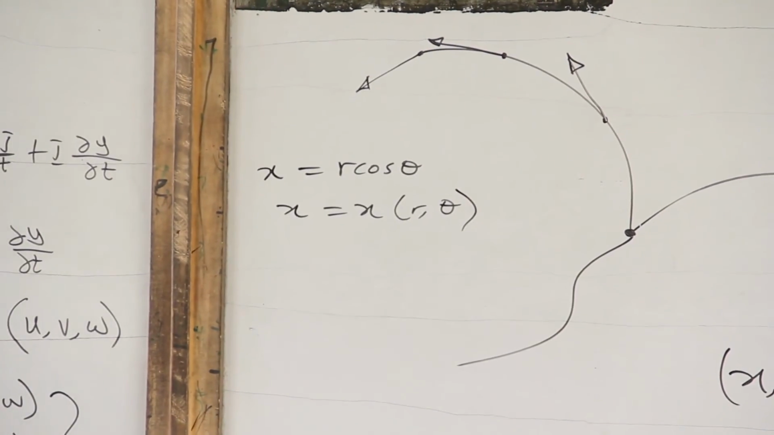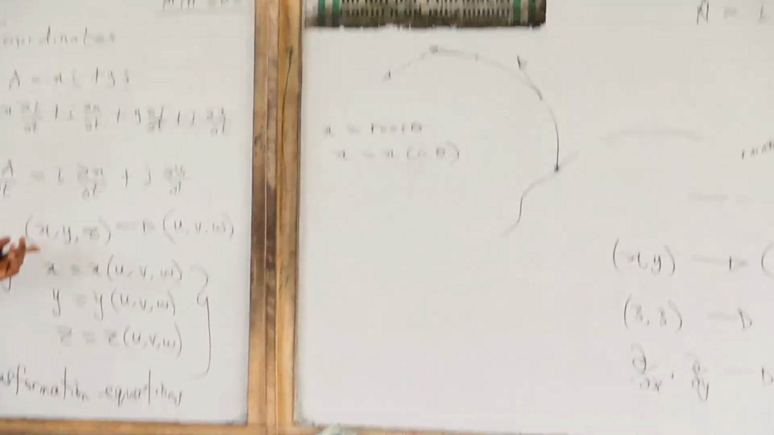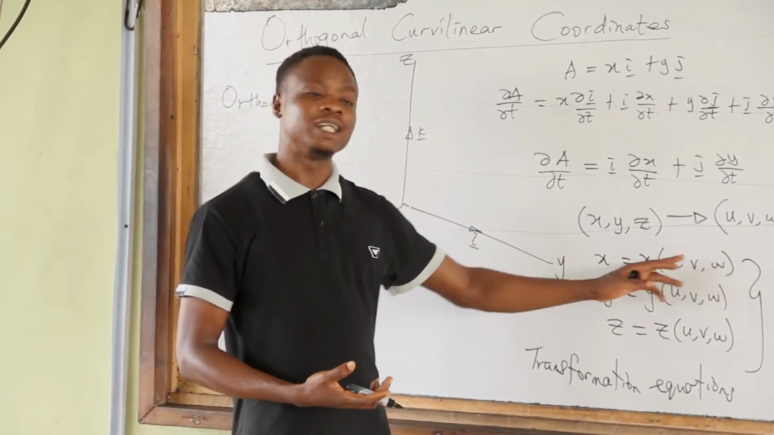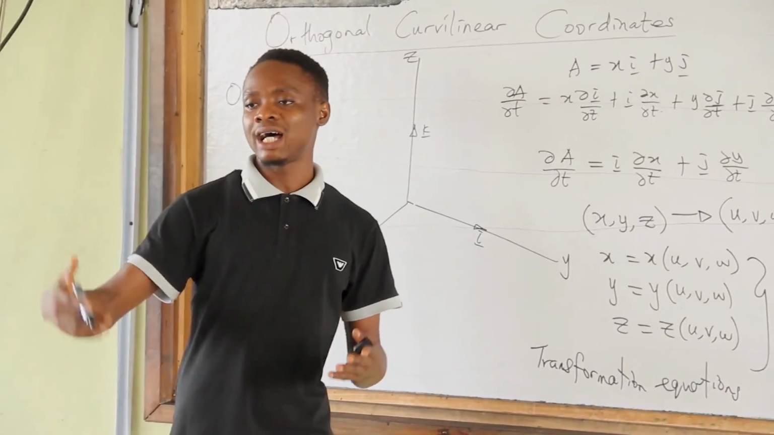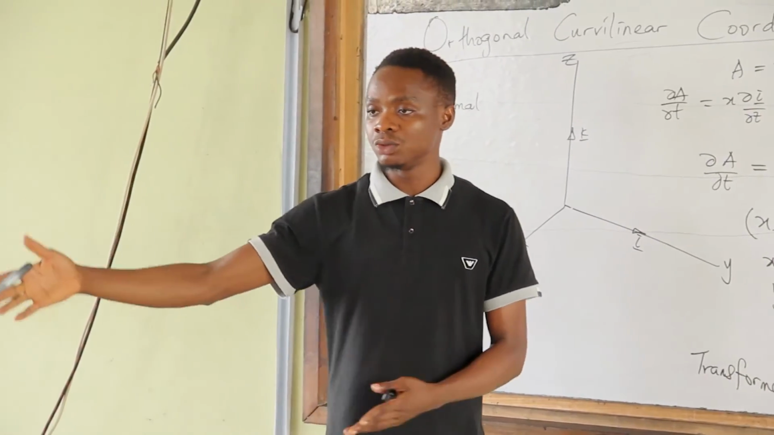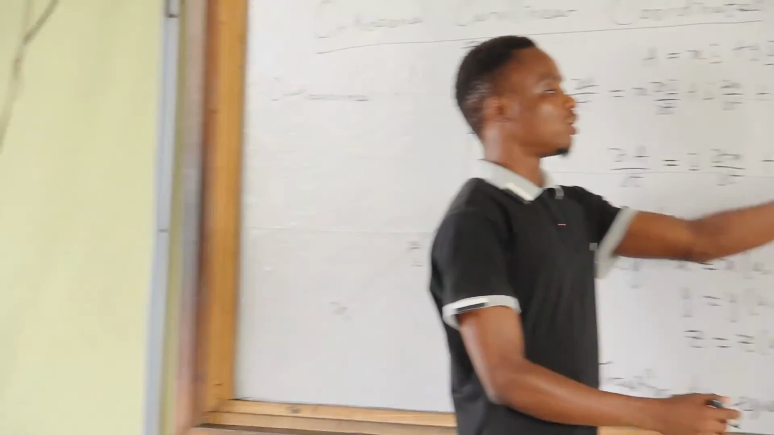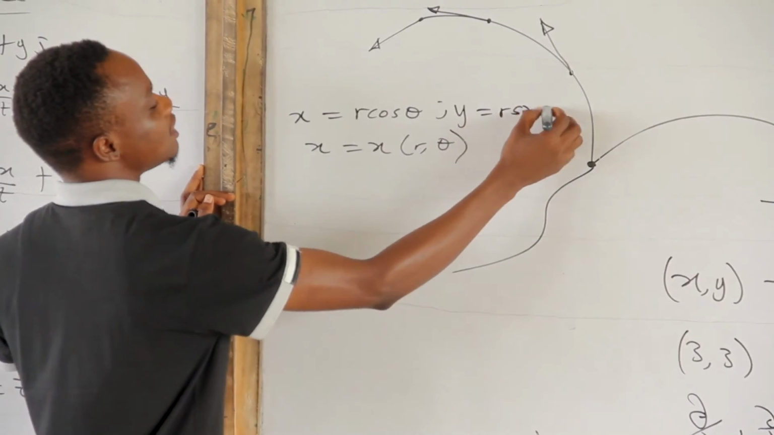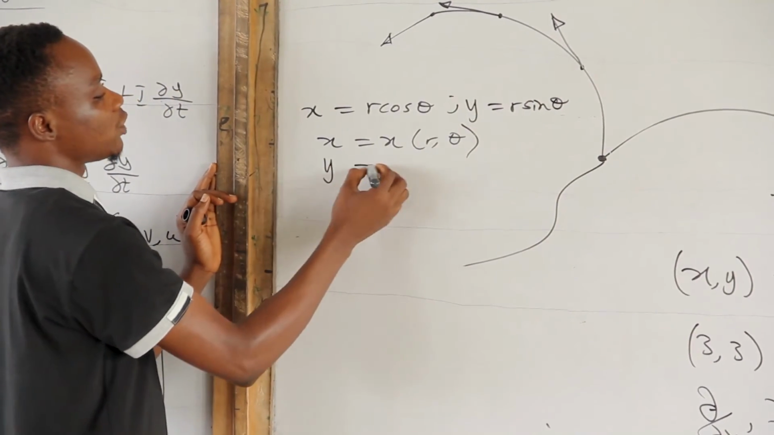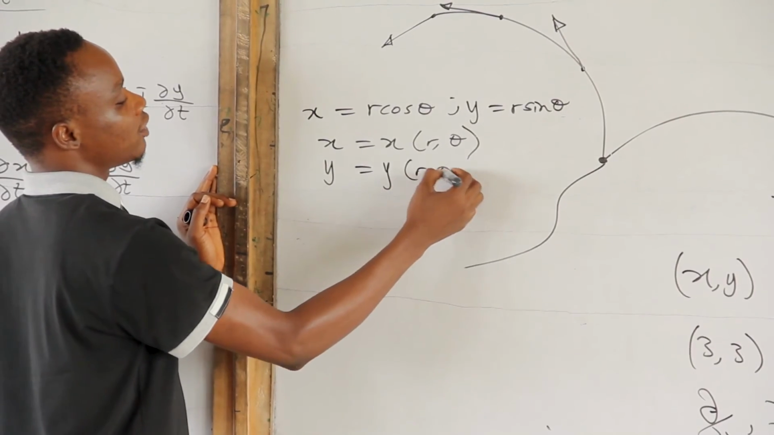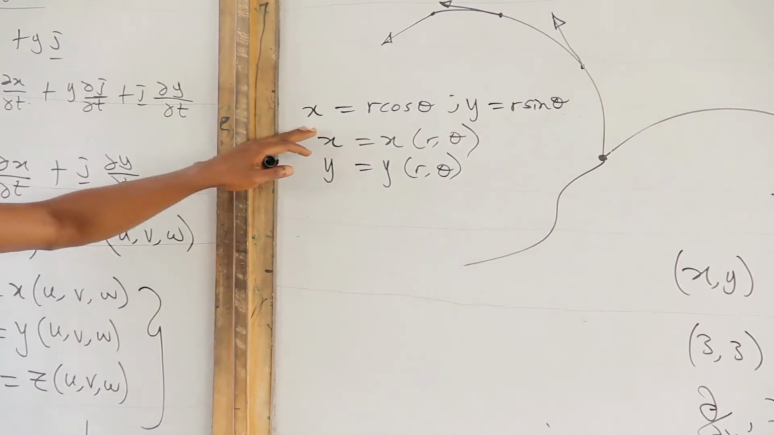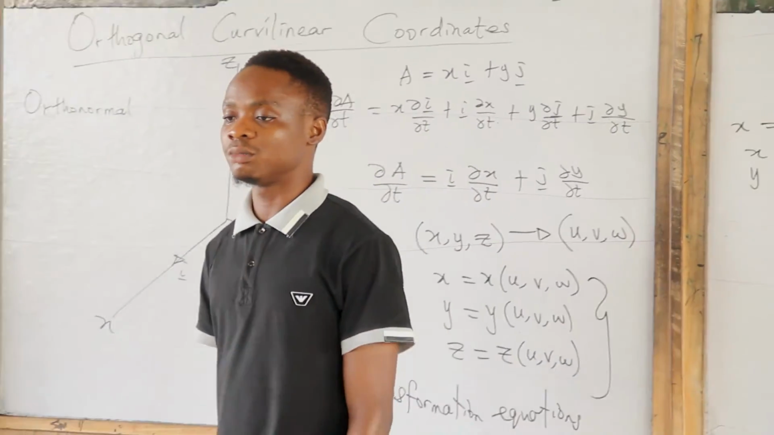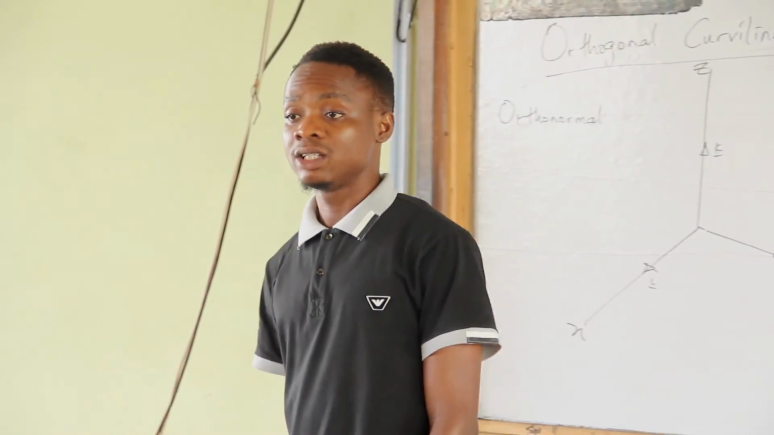Is this clear? So this is a generalization: if I have three coordinates x, y, z, and I want to get them in the other coordinate system, I need to be able to define each of these terms as a function of u, v, w. Is it clear? Just like in this case, I can define my y as r sin theta. That means I'll be able to get y as a function of r and theta. So once I have these details, I'll be able to get other things I need from the coordinate system. Is this clear?